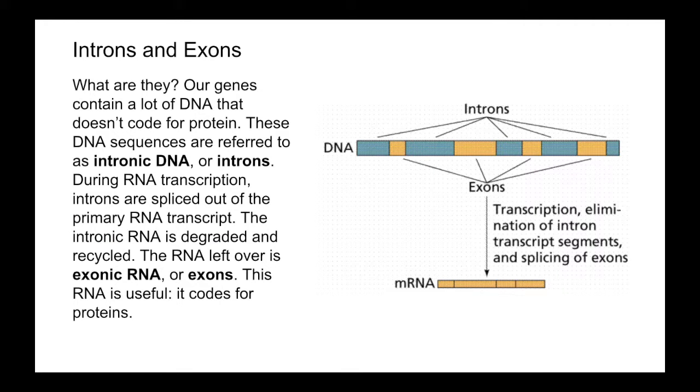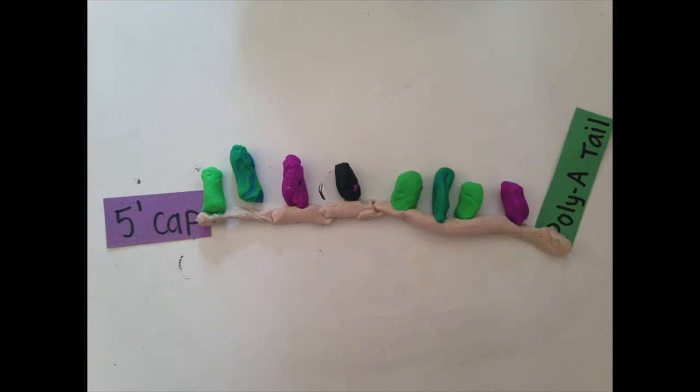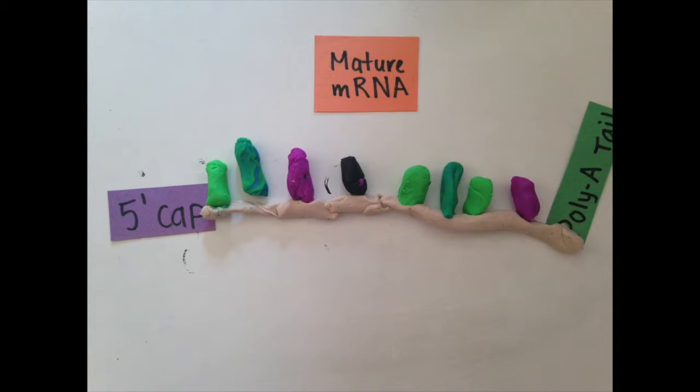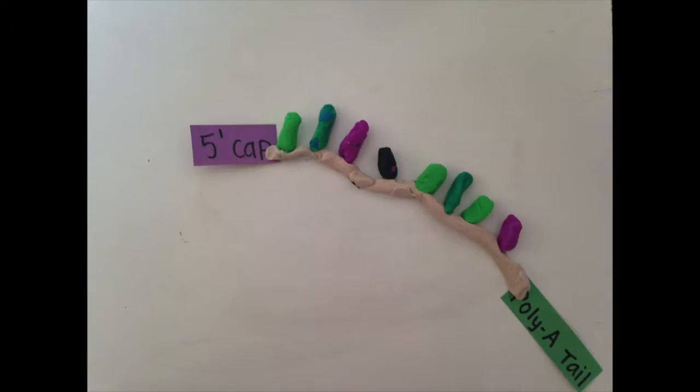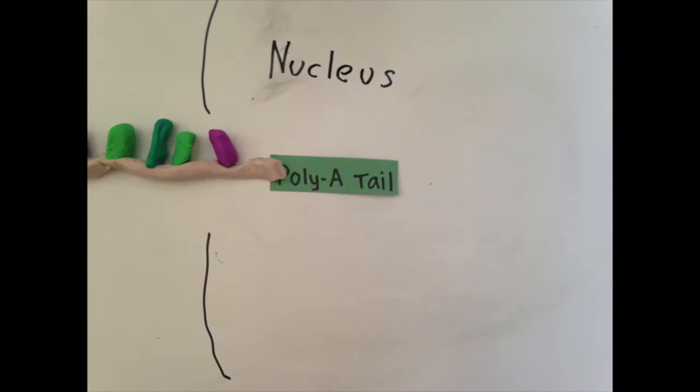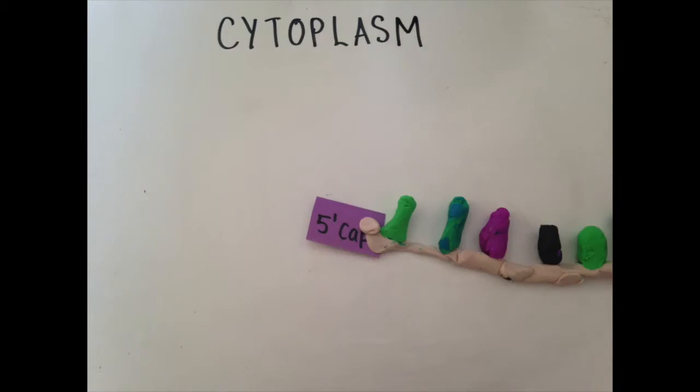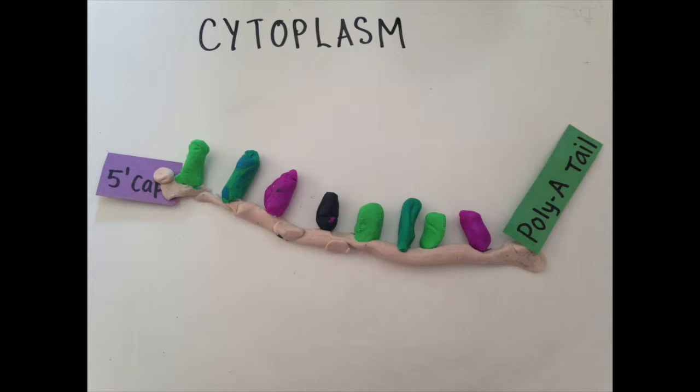But what are introns and exons? Essentially, introns are information that the RNA doesn't need to code for protein. Exons, on the other hand, are necessary. So introns are removed and recycled, while exons are kept. The pre-mRNA is now mature mRNA. The mature mRNA is now ready to exit the nucleus through a nuclear pore and enter the cytoplasm. This is where translation will take place.